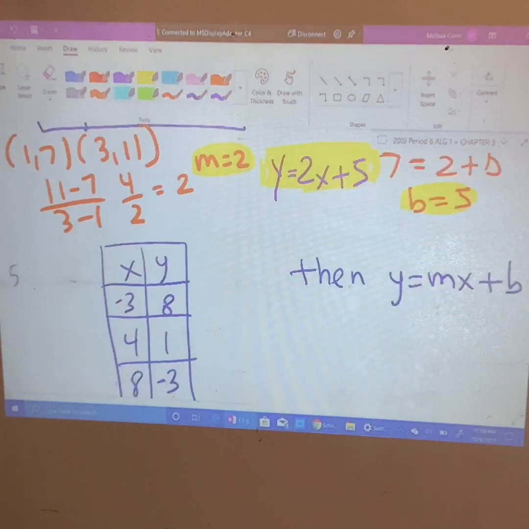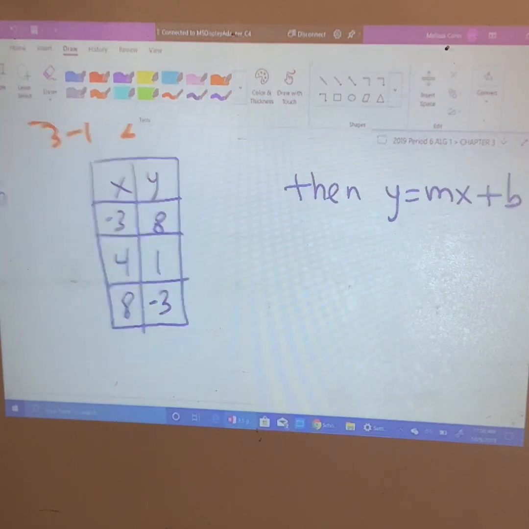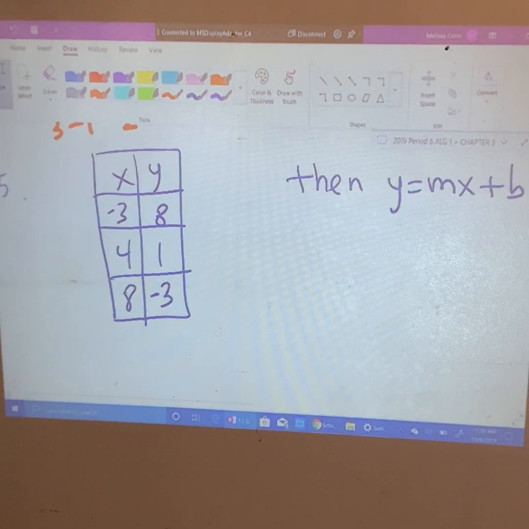All right, we've got one more of these. Let's try it one more time. Here's a table of values written in a vertical format. Again, we're going to find the slope, and then we're going to find the y-intercept. So I'm going to pick 2 ordered pairs. There's some negatives here. I'm just going to pick these. I think I'll go with -3, 8. And I'll pick 4, 1. -3, 8, and 4, 1.